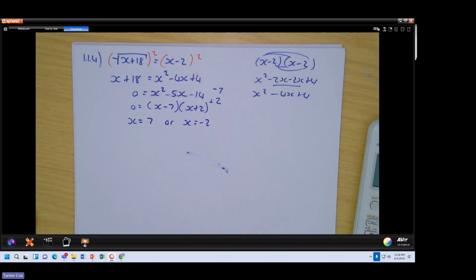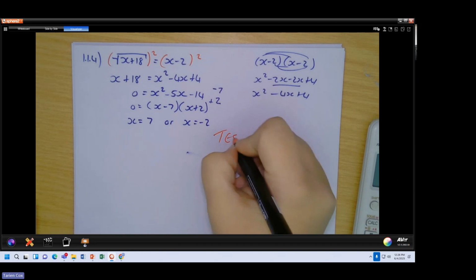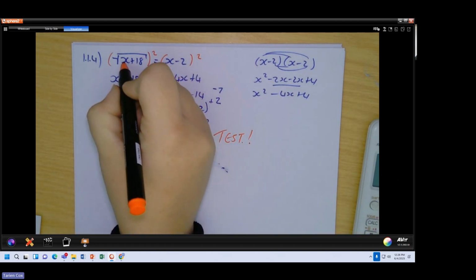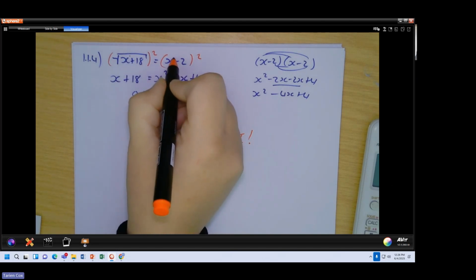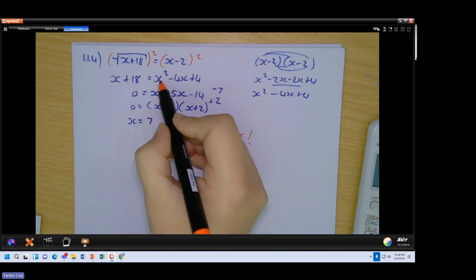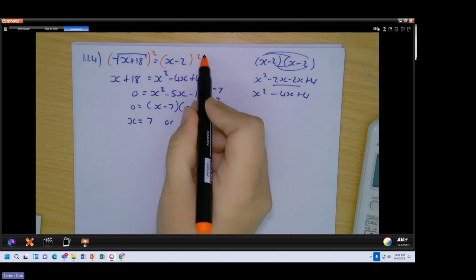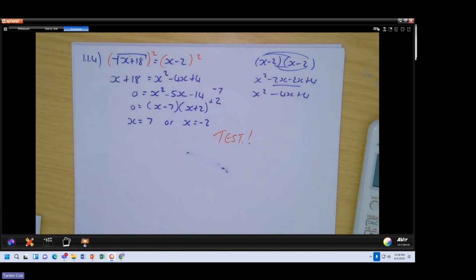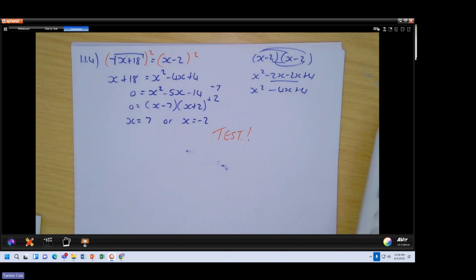By this question, I'm going to have to test my answers. Why? Because initially I had x to the power of 1. I did not have x to the power of 2. It was our fault that we have x to the power of 2 because we squared it. We chose to square it. So I'm not supposed to have two answers. I'm going to have to go and test each one.